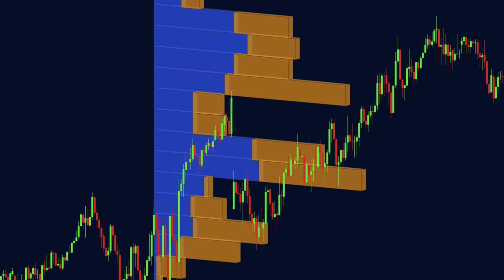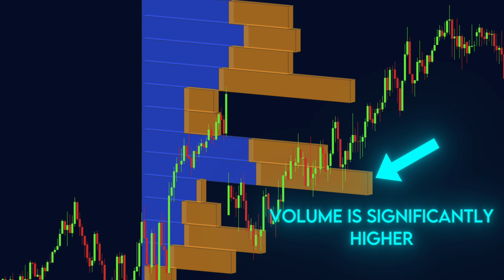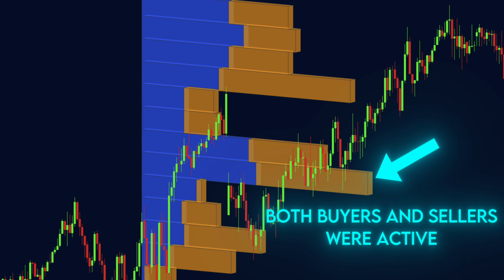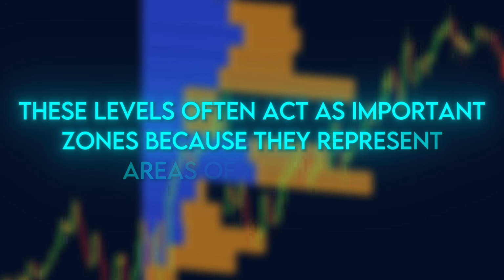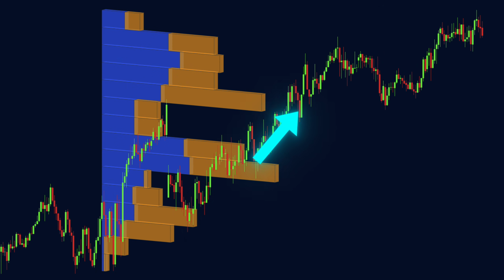Look closely at the structure. You'll notice that certain price levels stand out more than others. These are areas where the volume is significantly higher. This is where the market spent more time trading, and where both buyers and sellers were active. These levels often act as important zones because they represent areas of agreement. When price returns to these levels, reactions are common.